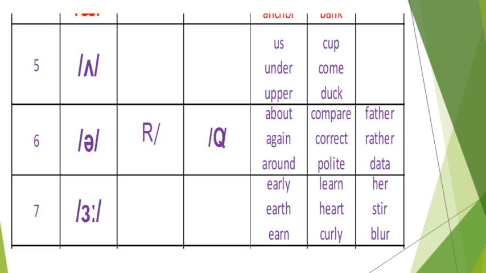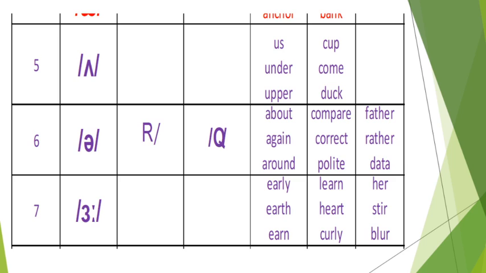There is no equivalent to this one in Telugu and in Hindi. This happens initially and immediately. It is a very shortened form of A. For example, US, us, under, upper. And immediately C-U-P, cup. I am not saying cup, I am saying cup, very shortened form. C-O-M-E, come, D-U-C-K, duck. I am saying duh, not a dog.